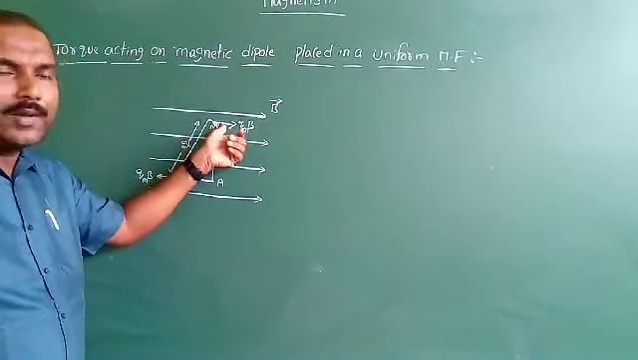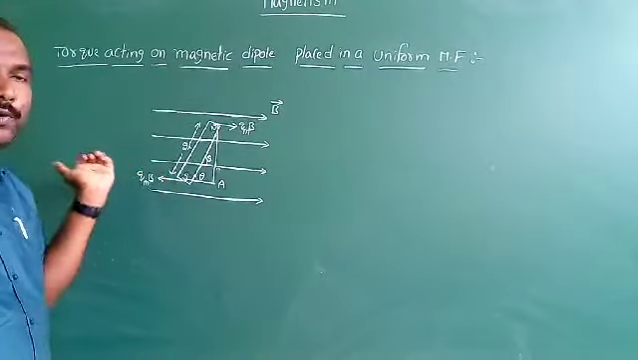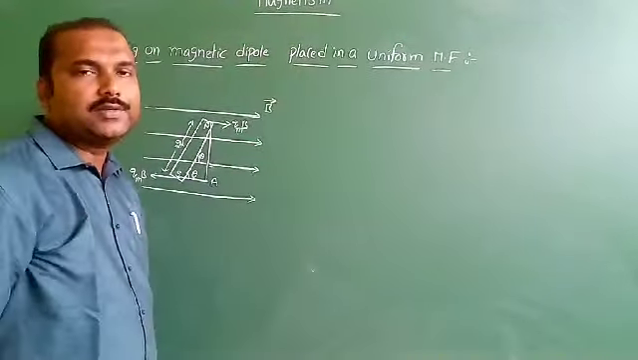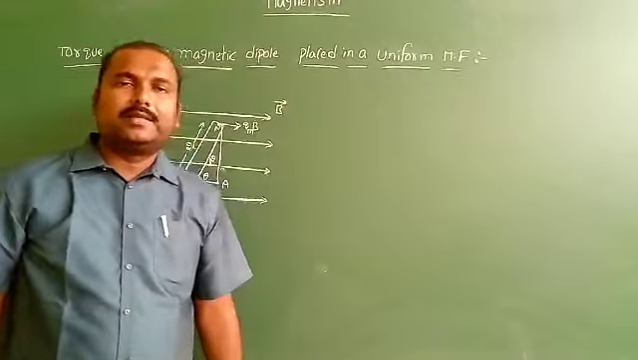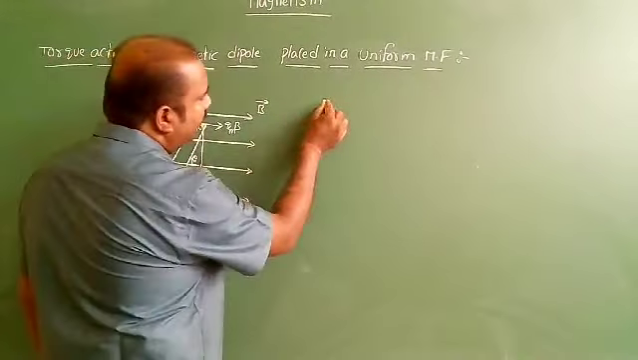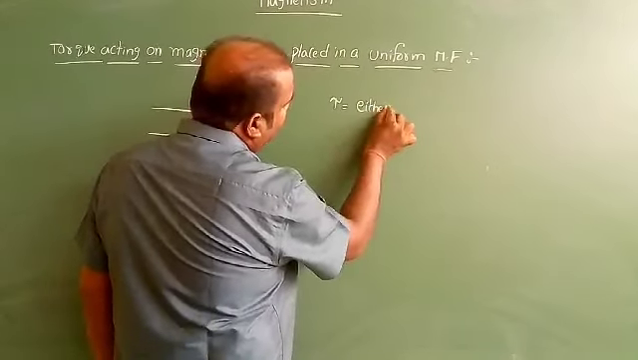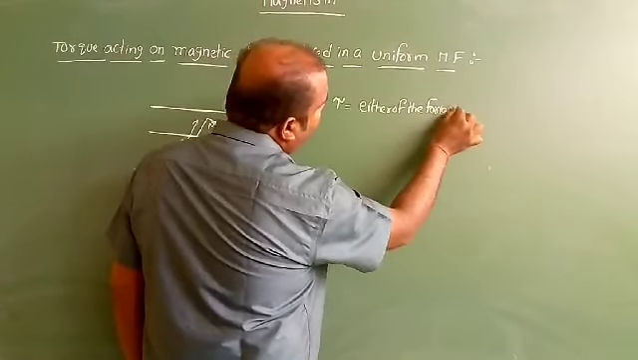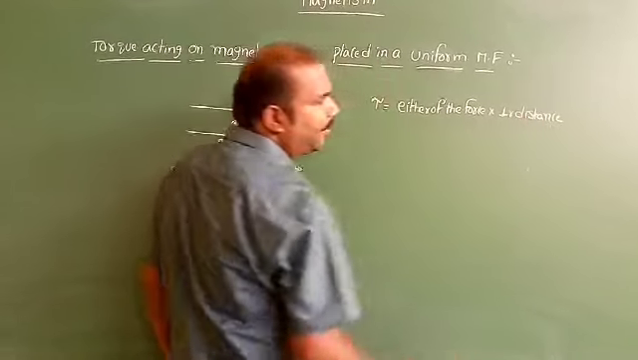But the force experienced by north pole is acting in the direction of the magnetic field. The force experienced by south pole is acting opposite to the direction of the magnetic field. That is the reason these two forces are equal in magnitude, but acting in opposite directions along the same line. That is the reason they constitute a couple. So the couple or torque acting on this is given by torque tau is equal to either of the force into perpendicular distance.